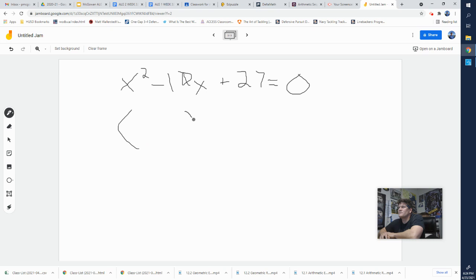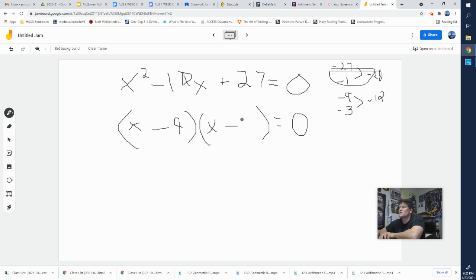Factor this thing out. Since I have it equal to 0 now, I'm looking at factors of 27 that add up to make negative 12. So since it's negative in the middle, I need negative factors. Negative 27, negative 1, negative 9, and negative 3. I think we already see where this is going. Negative 27 and negative 1 becomes negative 28. Does that match the middle? No. Negative 9 and 3 makes negative 12. Does that match the middle? Yes. So I want x minus 9, and then I want x minus 3.